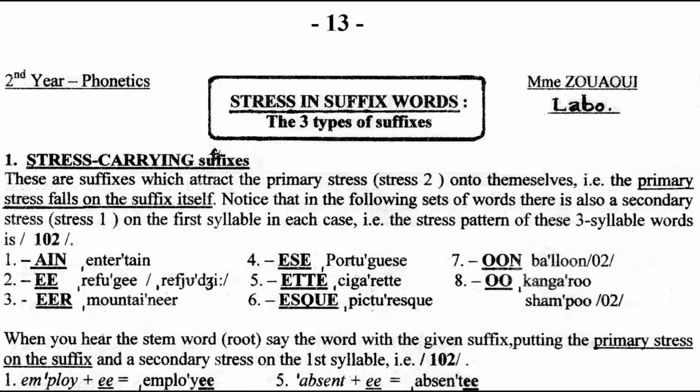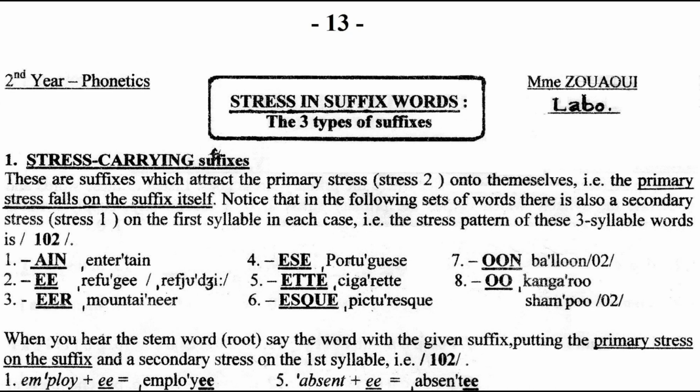Hello everyone, this is a recording for your lesson in phonetics entitled Stress in Suffix Words. By suffix words we mean complex words. In English we have three types of suffixes. They are stress-carrying suffixes, neutral or weak suffixes, and finally stress-shifting suffixes. We start with the first type, stress-carrying suffixes.